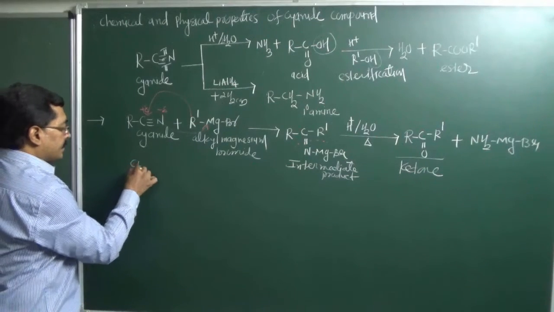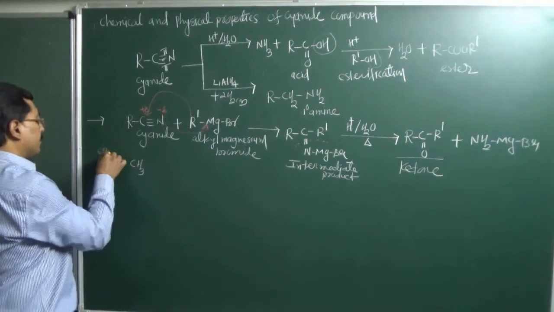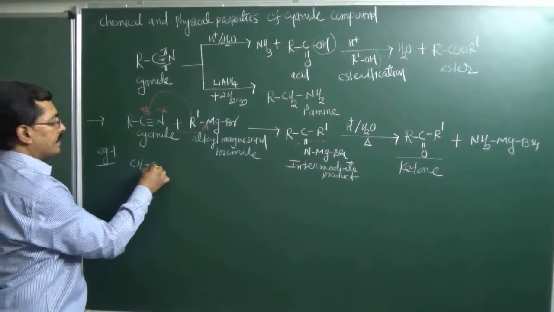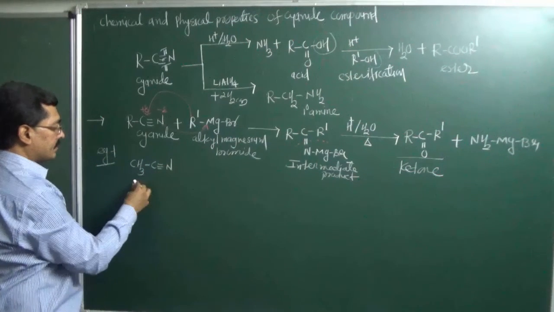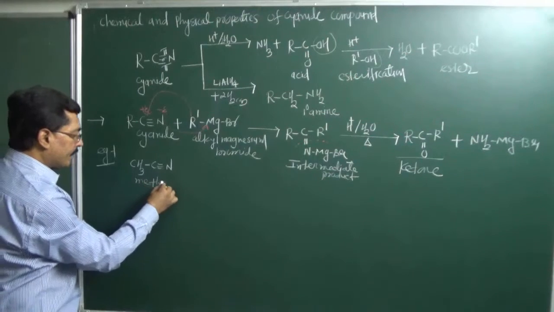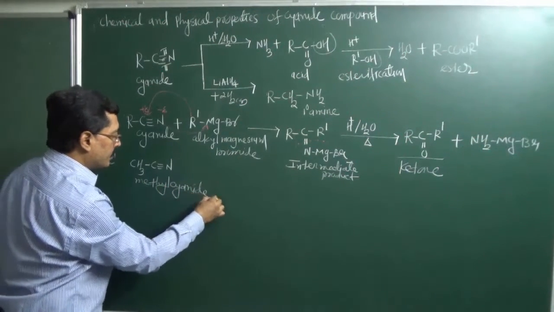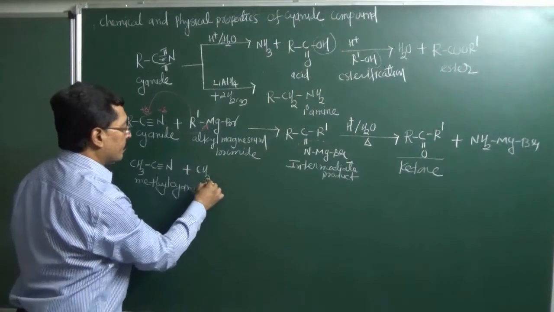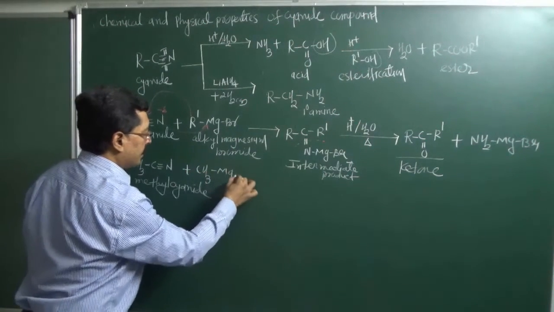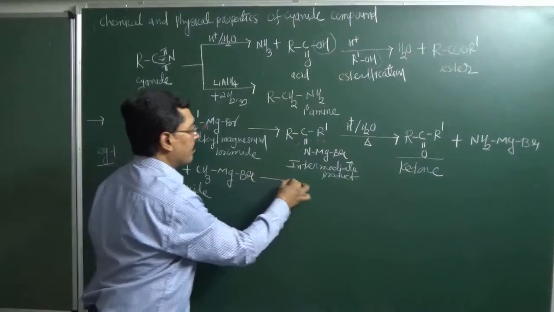Suppose I have taken a cyanide. Now the first example we will discuss. Suppose as a cyanide I have taken this cyanide, the name of the cyanide you know very well. This is nothing but methyl cyanide. Now this methyl cyanide is allowed to react with the Grignard reagent, methyl magnesium bromide.